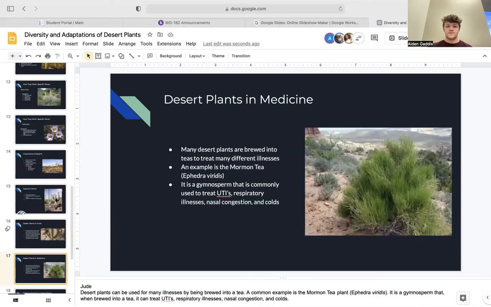Desert plants can also be made into medicine. So many desert plants are brewed into teas to treat different illnesses. An example is the Mormon tea, which is Ephedra viridis. It is a gymnosperm that is commonly used to treat UTIs, respiratory illnesses, nasal congestion, and also colds.